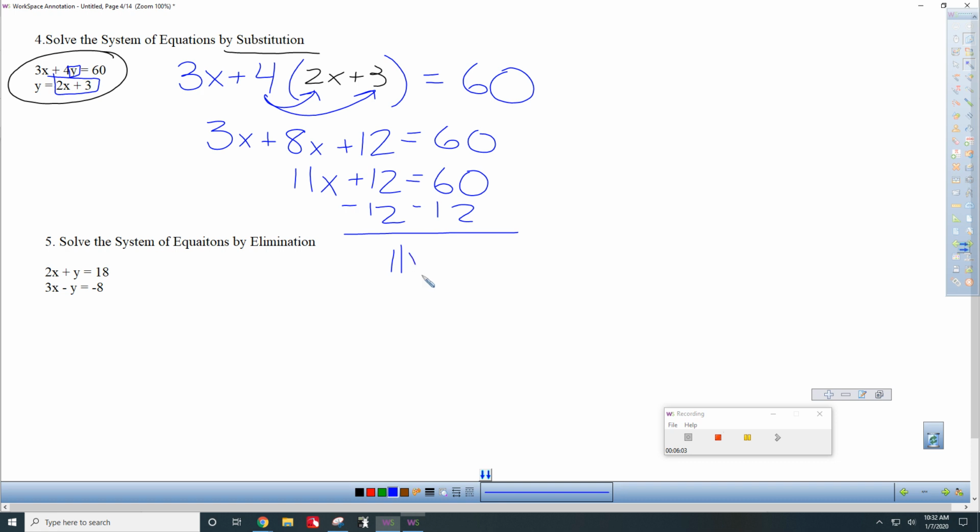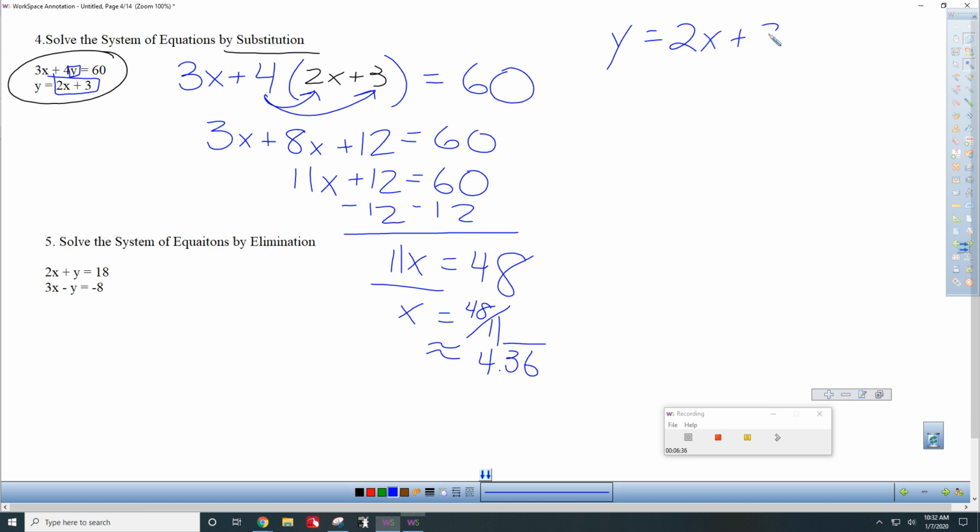You get 11x equals 48. Okay. What's 48 divided by 11, Adrian? What is it? Okay, good. It's about 4.36 repeating. All right, so then to find y, well, y is 2x plus 3.